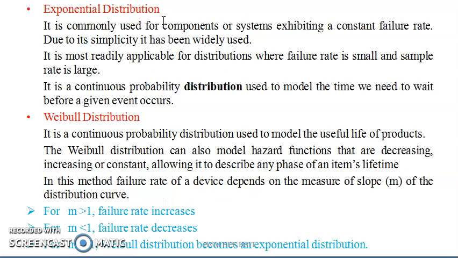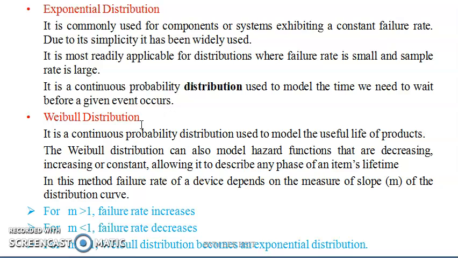Next is the exponential distribution. It is commonly used for components or systems which are exhibiting a constant failure rate. Due to its simplicity, it has been widely used. It is most readily applicable for distributions where the failure rate is small and the sample rate is large. It is a continuous probability distribution used to model the time we need to wait before a given event occurs.